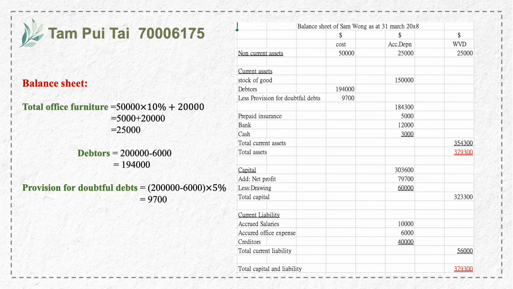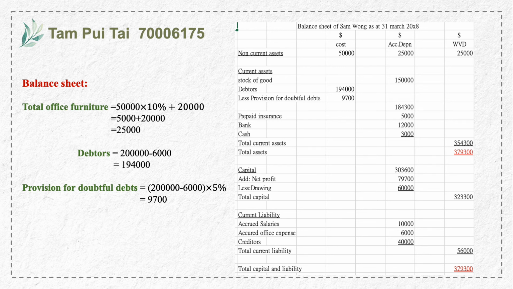So let's see the balance sheet of Sem 1 as at 31 March 2008. The first item is non-current assets. Non-current assets should be the total office furniture here, but maybe I forgot to put it in, sorry. So the cost is 50,000 and depreciation is 25,000. And after calculating, you can get the answer.